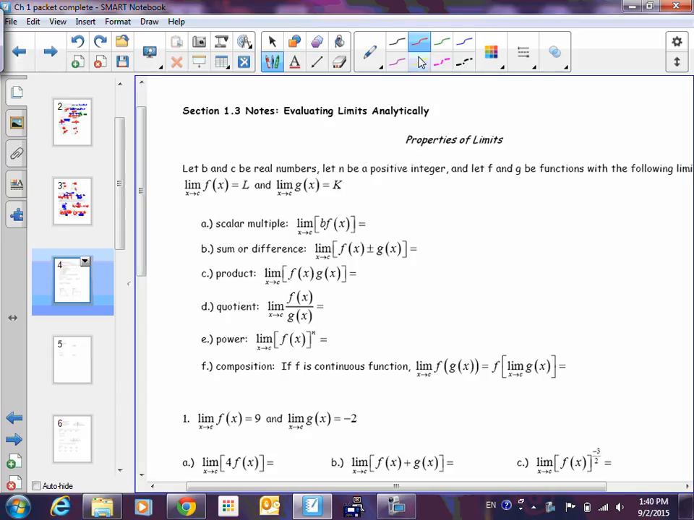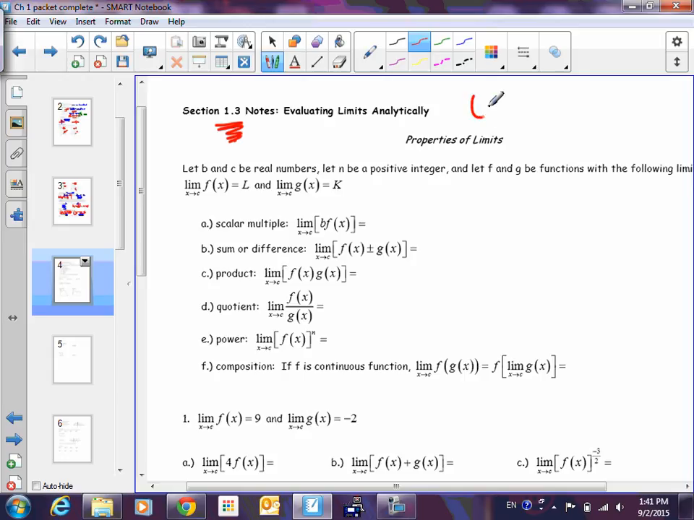So that's going to be different for different people, right? I'm going to talk today about properties. That's what 1.3 is about. And then we're going to practice some more of the algebraic ones. I feel like graphs people tend to do okay on. We'll look a little bit about that today.